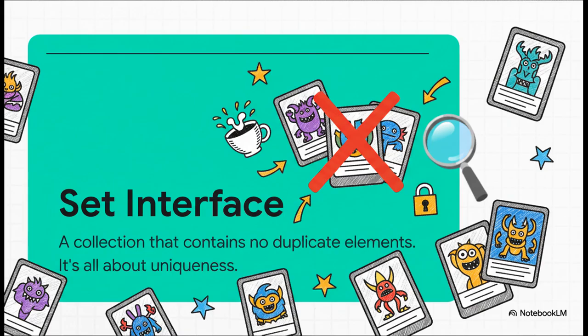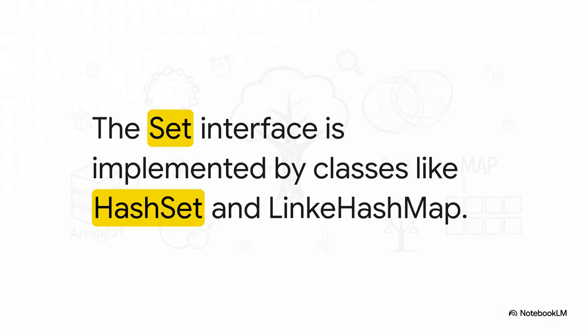Think of it like a binder of your super rare trading cards. You only have one of each specific card. A set works exactly the same way. And the most common version of this you'll see is the HashSet. It's wicked fast and really efficient at making sure everything is unique. Now, if you need that uniqueness, but you also need to remember the order things were added in, then you'd use a LinkedHashSet. Both are absolutely essential tools for when every single item has to be a one-of-a-kind.